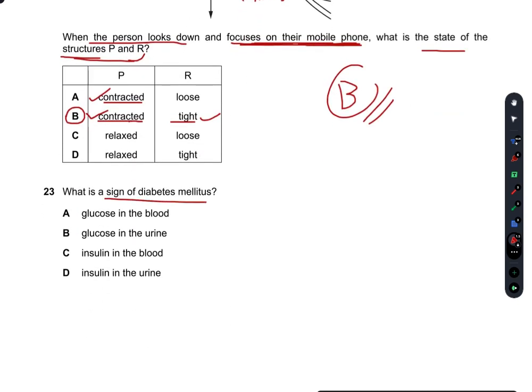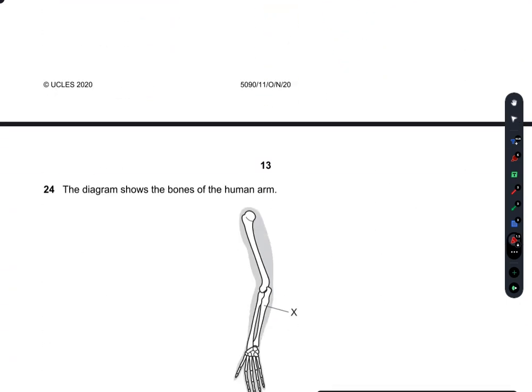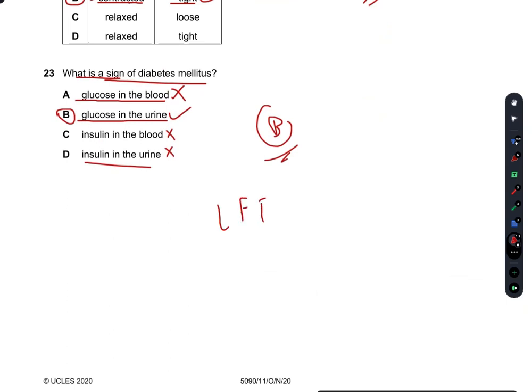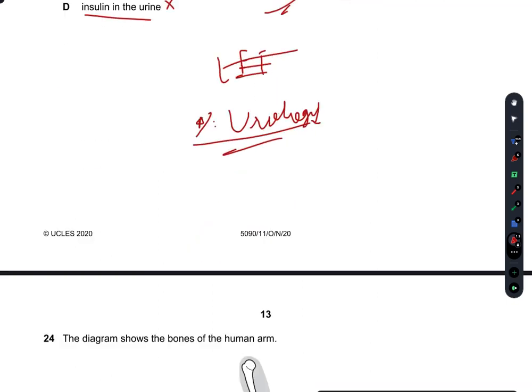What is the sign of diabetes mellitus? Diabetes mellitus is a condition in which the glucose in the blood increases. So glucose in the blood is not a sign. Glucose in the urine can be, insulin in the blood no, insulin in the urine never comes. So B is the right option. Glucose in the urine can be a sign of diabetes mellitus. A urine test can figure out if there is any glucose in the urine. I think the test used for urine is urinalysis, but I'm still not sure. You can check this as well.